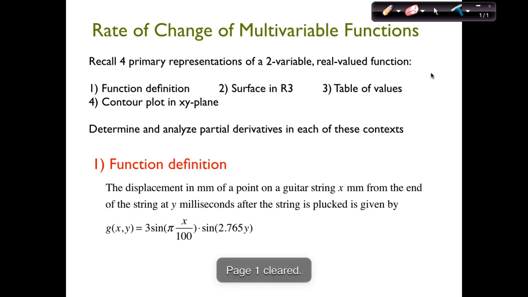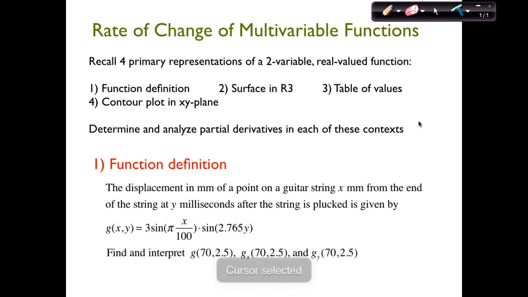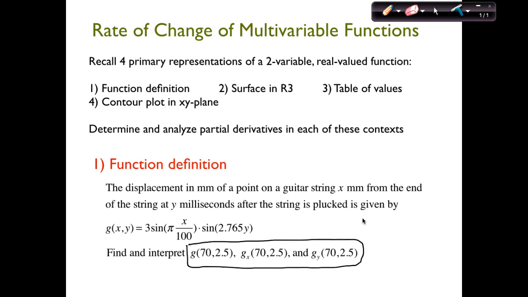Okay, so now we want to find and interpret, taking x to be 70 and y to be 2.5. So I want to find and interpret the values of g of 70, 2.5, g_x of 70, 2.5, and g_y of 70, 2.5. So write those down. Now you've got the actual functions for the partial derivatives and the function for the original displacement of points on the string.